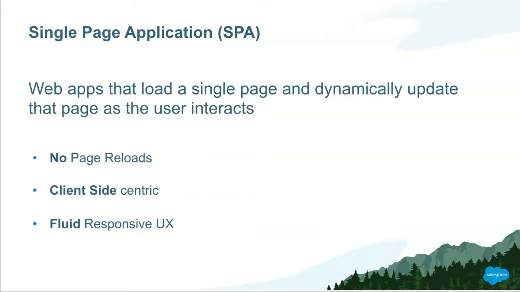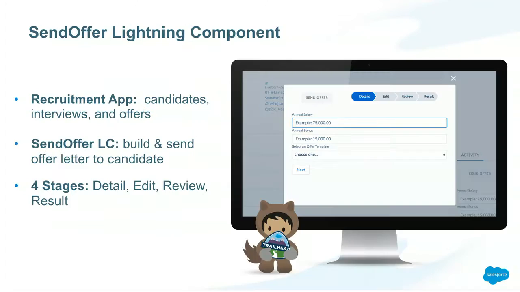The idea with this session is that we're going to show you an example, and you can maybe take this architecture model to your custom Lightning components as well. So here's our Send Offer Lightning component. Don't worry, we're going to take a look at that in action and also in the code. But I just want to mention that it's part of our recruitment application that our team created here for demos with partners and customers like you. It basically covers the vanilla use case of candidates, interviews, and offers. It was built so the hiring manager can create and send a candidate offer letter to the candidate whenever it's the appropriate time to do so. And basically, it has four stages: the detail stage, the edit stage, the review stage, and the result stage.